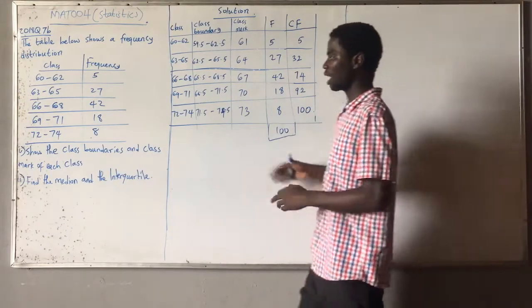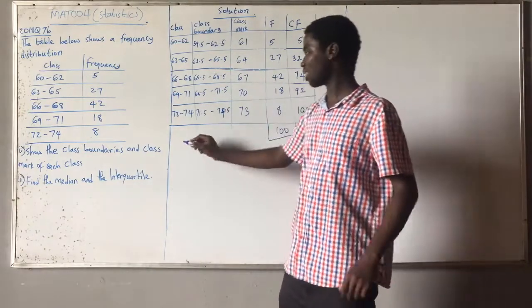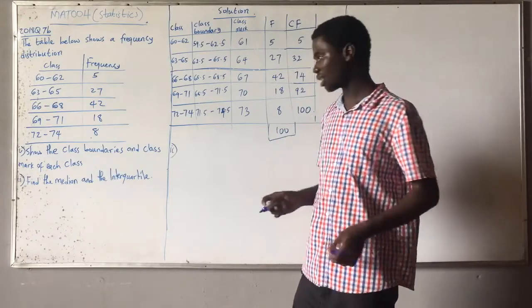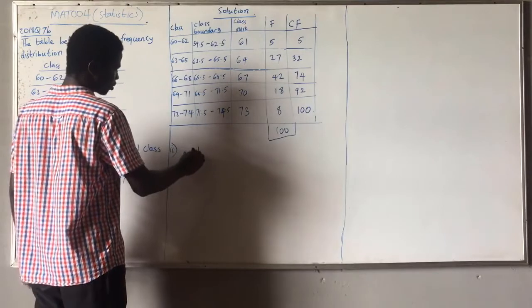Now, I have already shown the class boundary and the class mark here. Now, for the second one, let's find the median and interquartile. So, how do we find median? Median is equal to what?